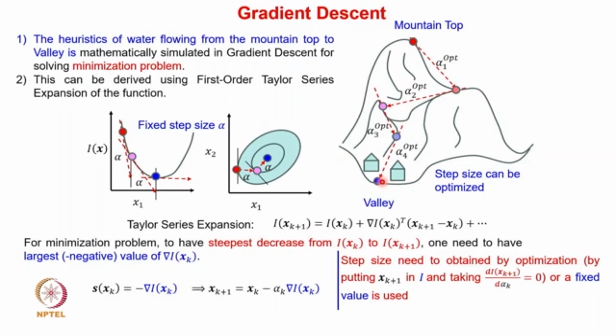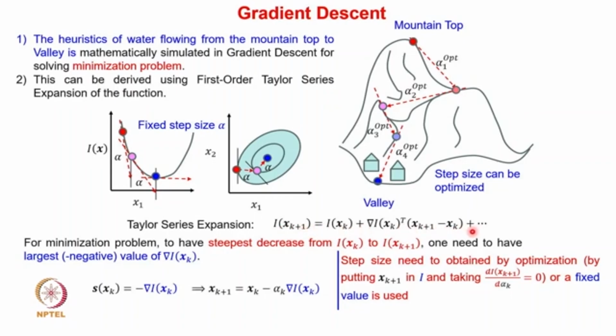The best heuristic in such cases is to follow the direction of water. Water is going to flow in a downward direction. So clearly, if you follow the water direction, eventually you will reach the valley. The same concept is numerically simulated in the gradient descent algorithm. The heuristic of water flowing from the mountain top to the valley is mathematically simulated in gradient descent for solving the minimization problem. This can be derived using a first order Taylor series expansion of the function.